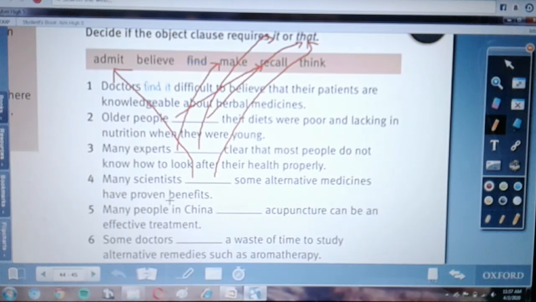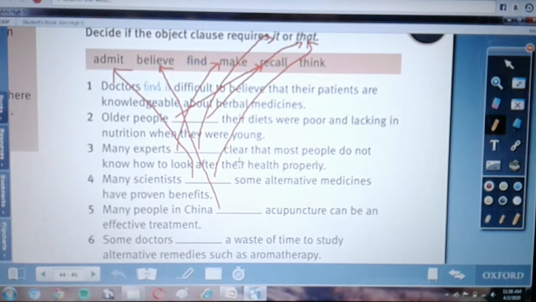We shall use, many people in China believe. Write down believe here as the main verb. After that, shall we use it or that? Let's read the sentence and use it: Many people in China believe acupuncture can be an effective treatment. Now let's use that: Many people in China believe that acupuncture can be an effective treatment.